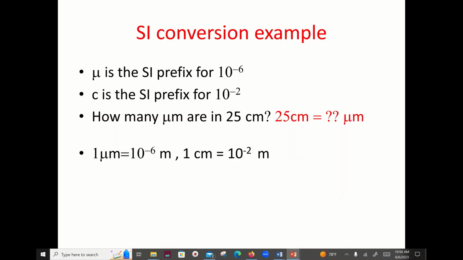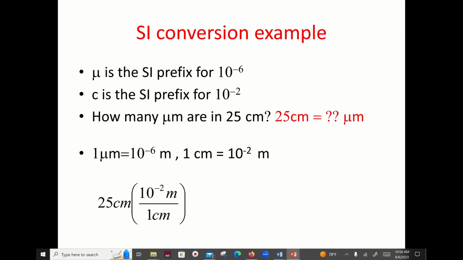So let's do an example where we're going to convert micrometers to centimeters. So micro is 10 to the minus 6. Centi is 10 to the minus 2. So how many micrometers are there in 25 centimeters? So the two conversion factors I have is that 1 micrometer is 10 to the minus 6 meters, and 1 centimeter is 10 to the minus 2 meters. Okay, so let's do that.